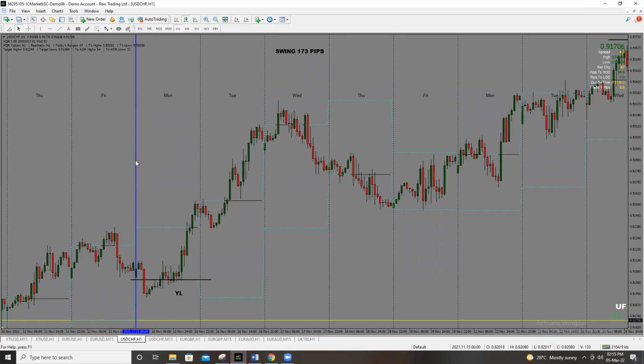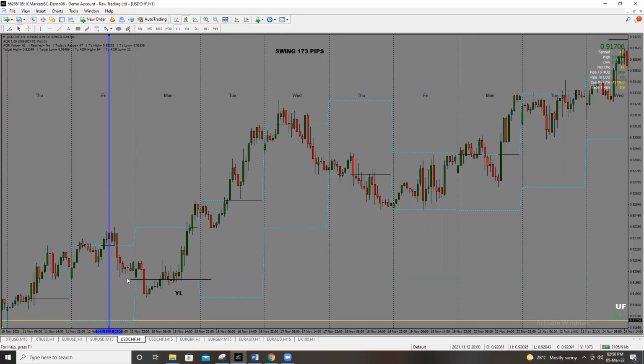Now, if you're using the template, if you're using a customized template, there's usually this blue tracer. This blue tracer shows you the previous day high and previous day low, or yesterday's high or yesterday's low.